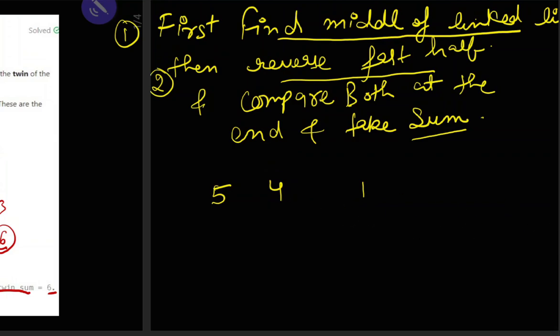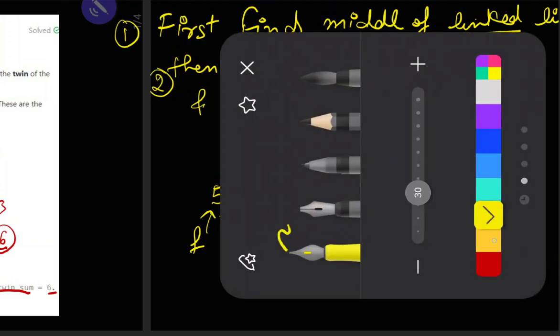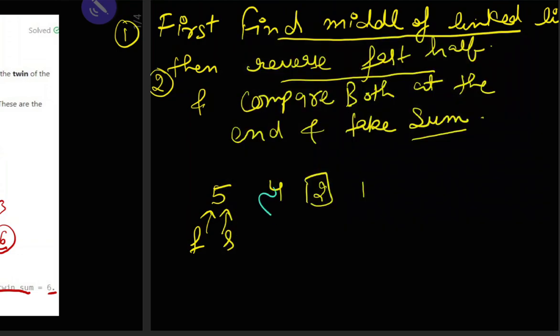My middle will be 2. When my fast is pointing to null, for my fast and slow, in the first iteration it will be here. In the second iteration, my slow is here and my fast is here.